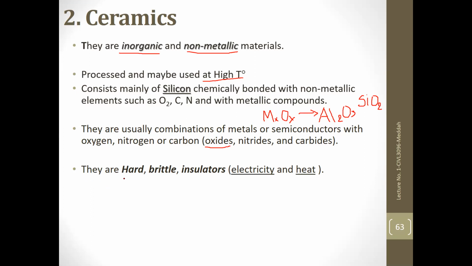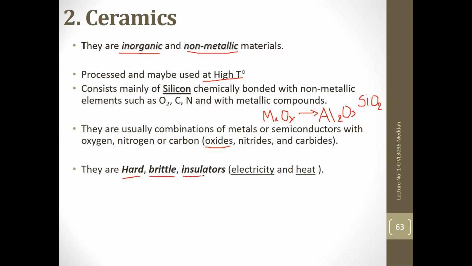So, some properties of ceramic materials. They are hard materials. They are not soft, of course, as compared to polymers. They are also brittle, so they are not ductile like metals. So they break suddenly if you reach the maximum load. They will break suddenly without any plastic deformation, or with very little plastic deformation.